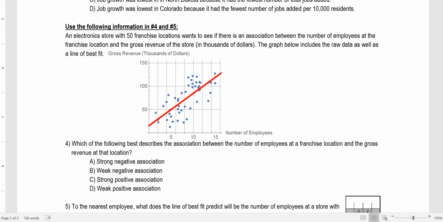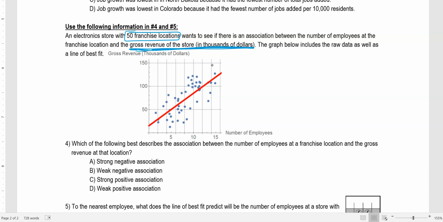Okay, last set of questions. We're going to use this table, or this graph that is. We have 50 franchise locations. That might be useful in the information here. And then this tells us the gross revenue of our stores in thousands of dollars, that is.